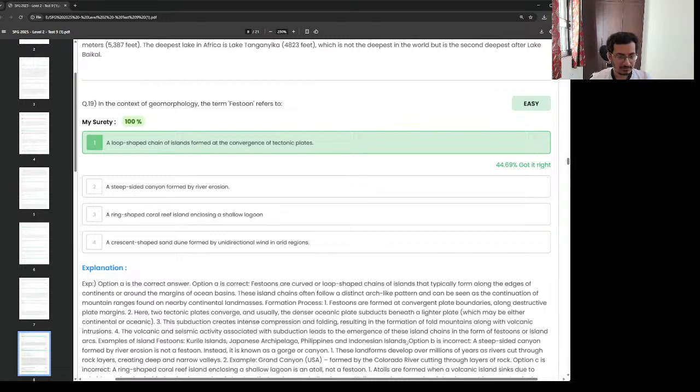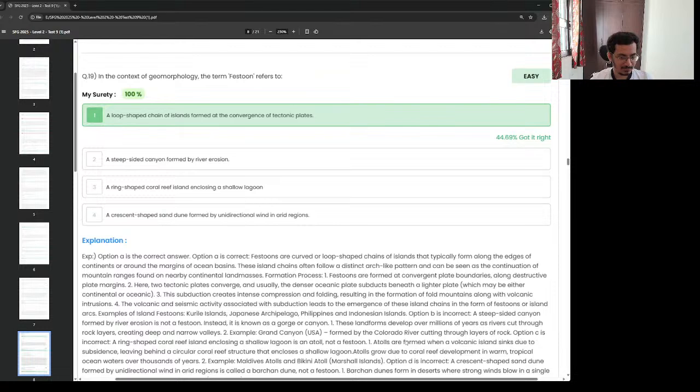So other than that, what else? Godhead Canyon is a steep-sided canyon, right? Ring-shaped coral island. I know this, but I'm unable to recall for some reason. What is a ring-shaped coral lagoon? Atoll, yes. Like Bikini Atoll, the famous Bikini Atoll. Atolls are formed around volcanic islands. The island at the center sinks, so the coral reefs grow outward.